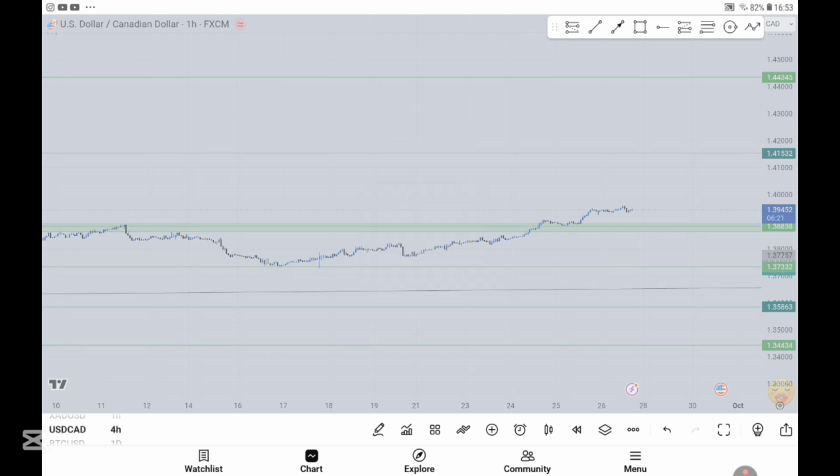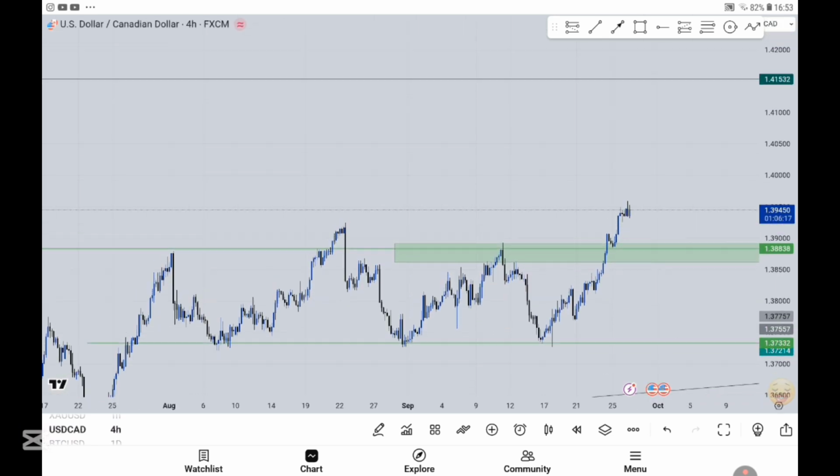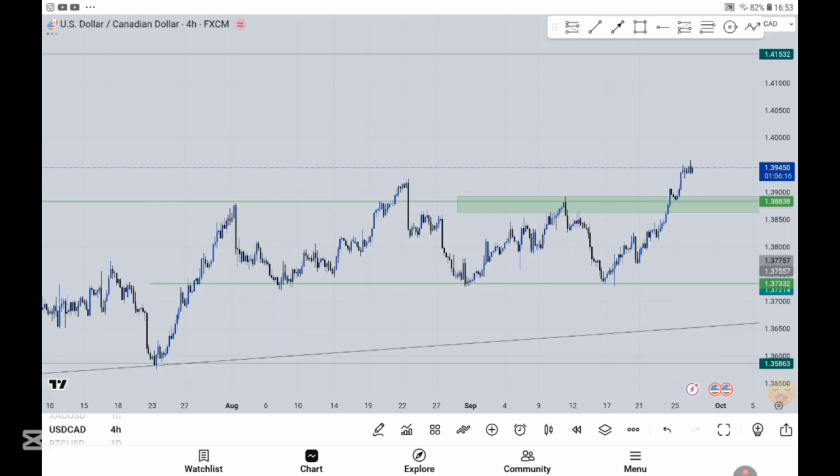So this is the 4-hour time frame. And again, on this 4-hour time frame, we can currently see that the market was also ranging between this level here, to show a breakout. So what are we expecting now? We expect the market to come and retest this level, and we'll see a push up to the upside.